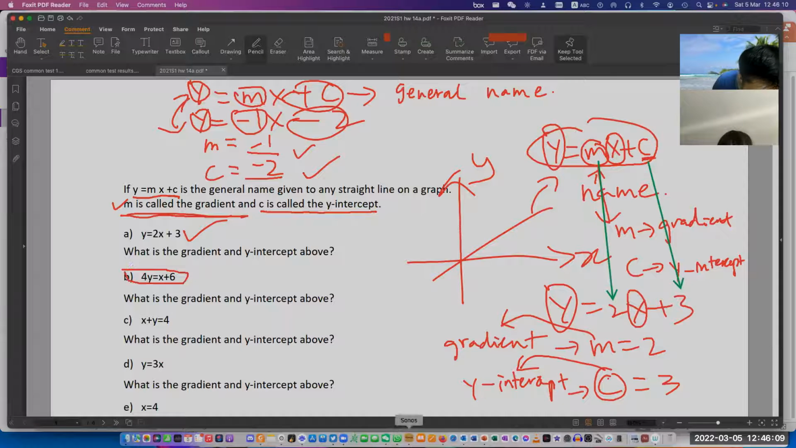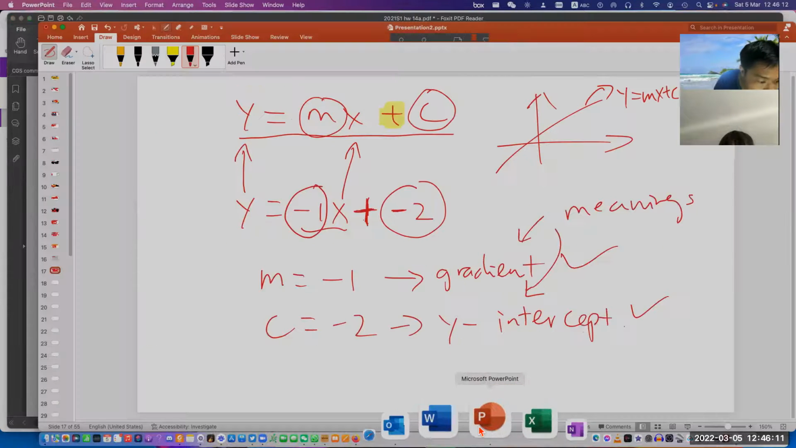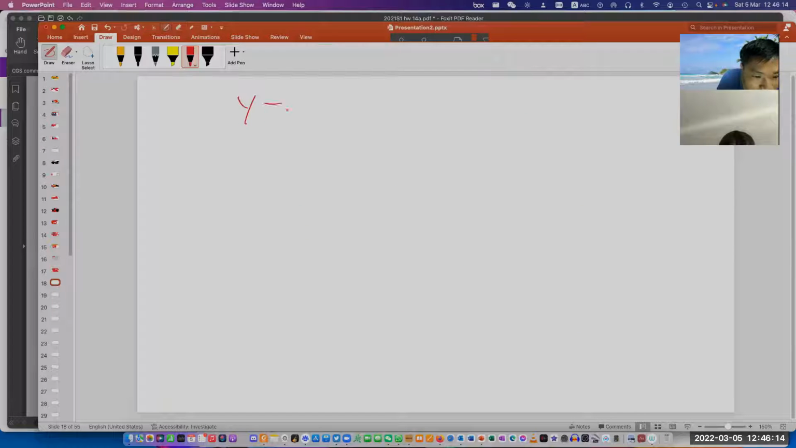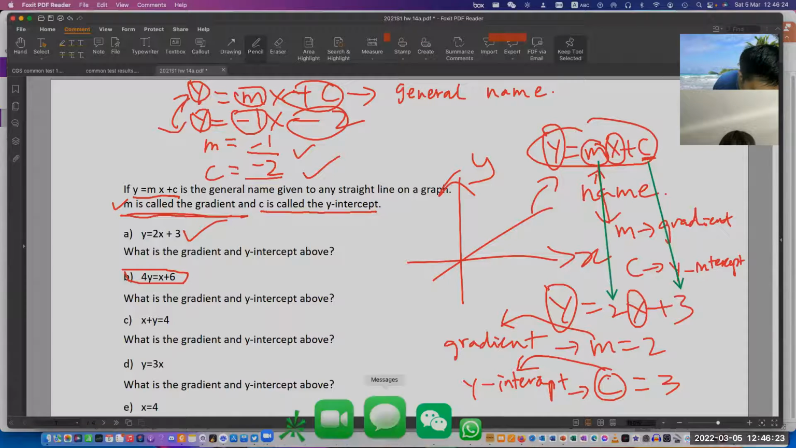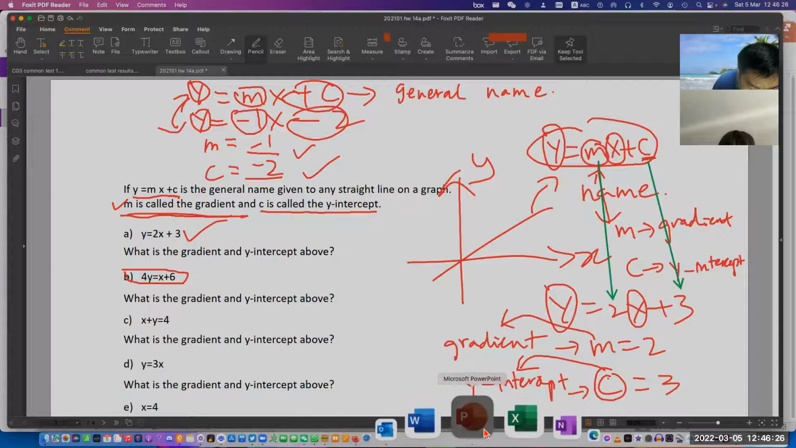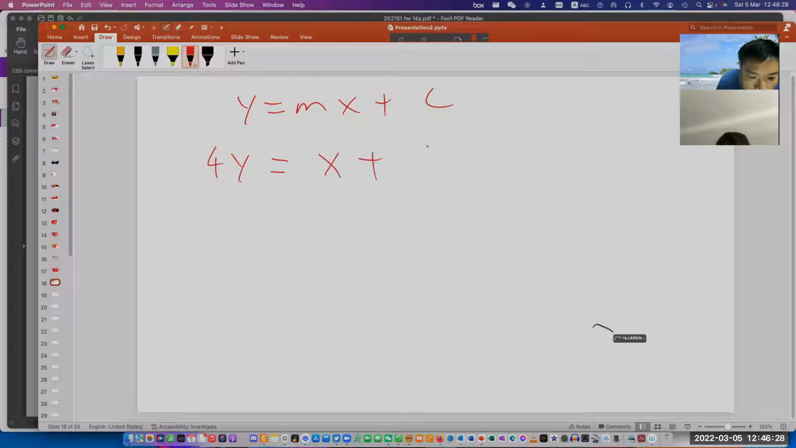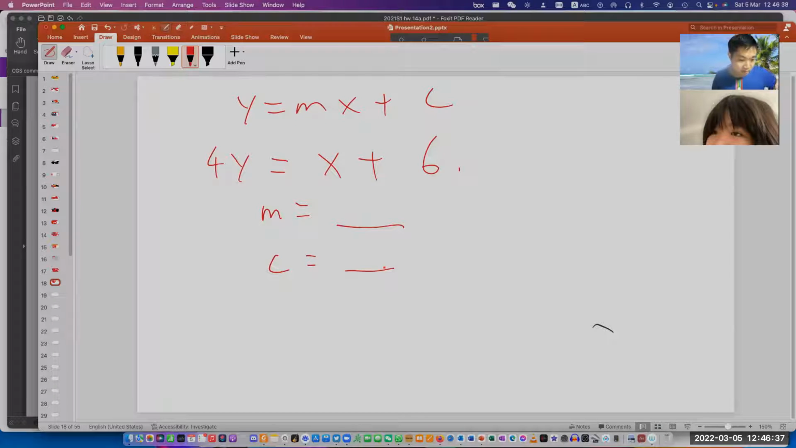4y equals to x plus 6. So once again, you have y equals to mx plus c, which is the general name. Now you have 4y equals to x plus 6. Then how do you find the m and how do you find the c in this case? This is the general name.